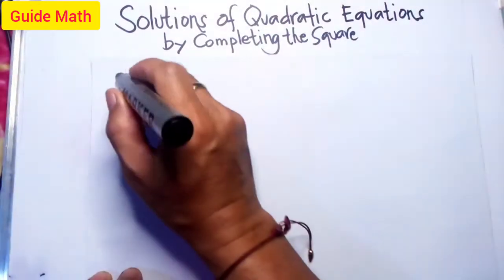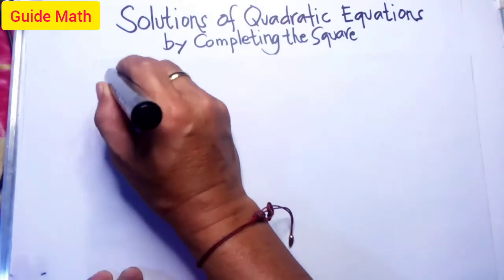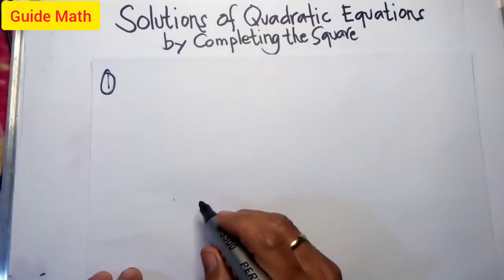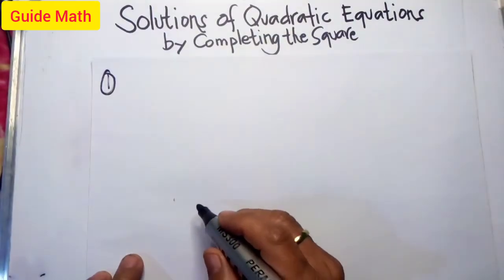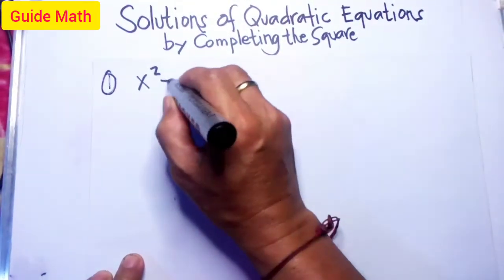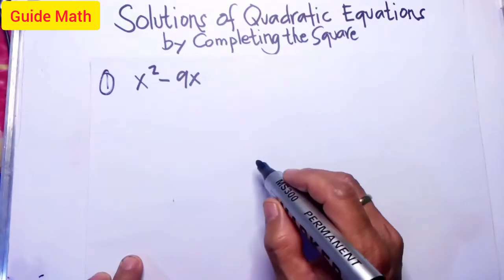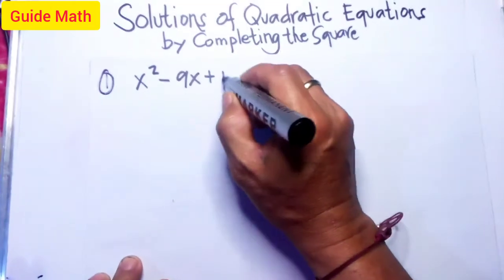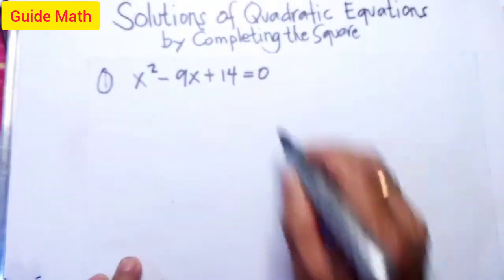So I will give you an example. If we have example number 1, suppose we have to solve x squared minus 9x plus 14 is equal to 0.